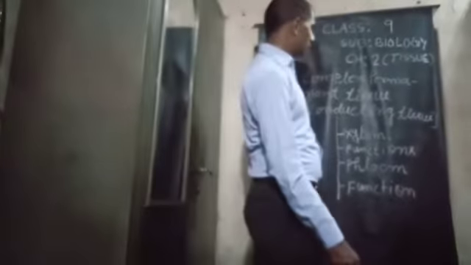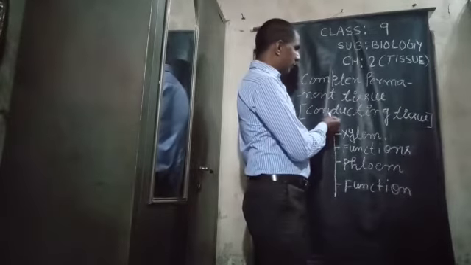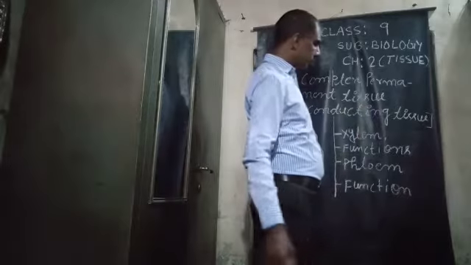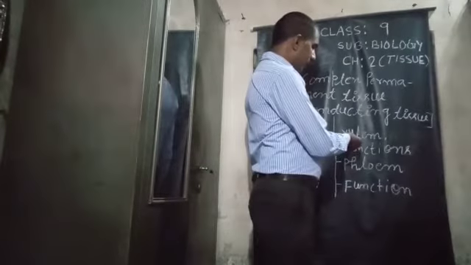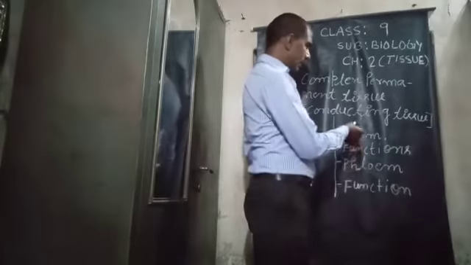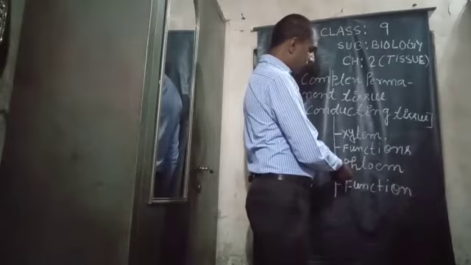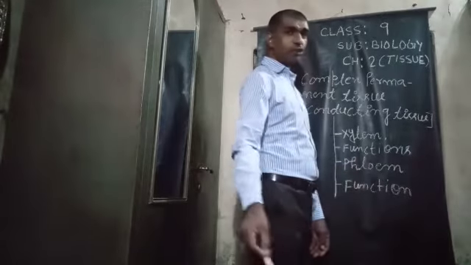So this is my explanation of complex permanent tissue, which is also called conducting tissue: xylem and its function, phloem and its function. The elements of xylem and the elements of phloem were also explained today.